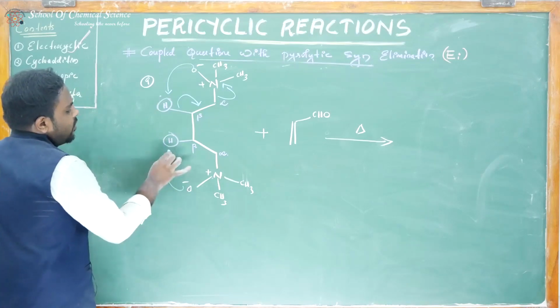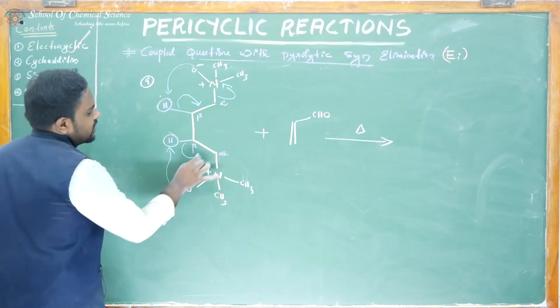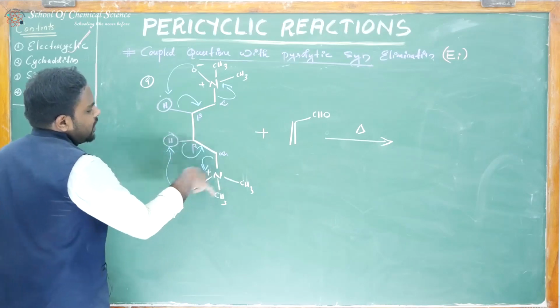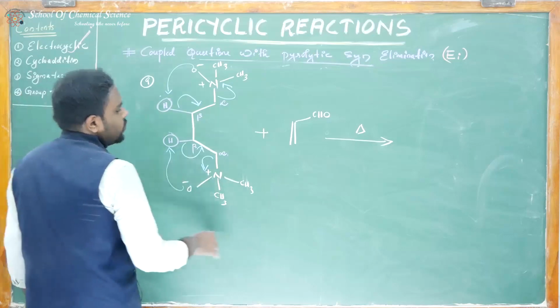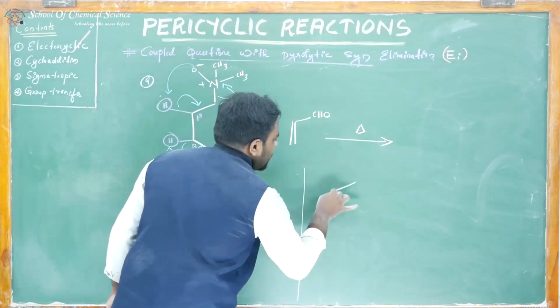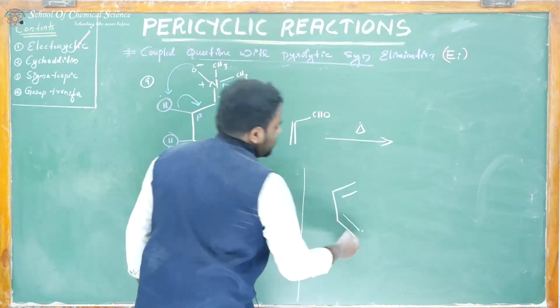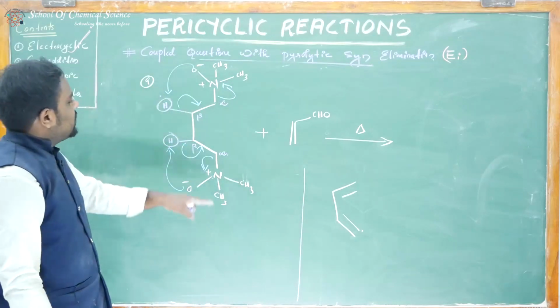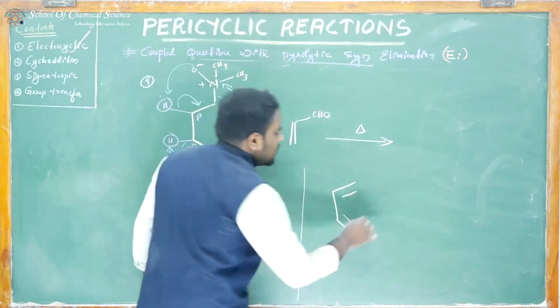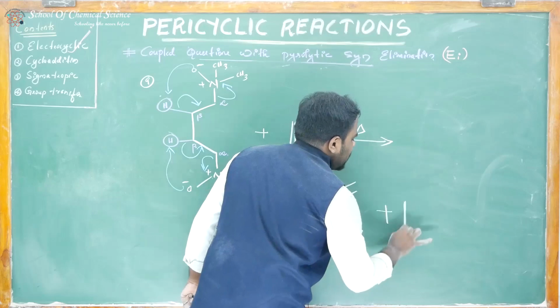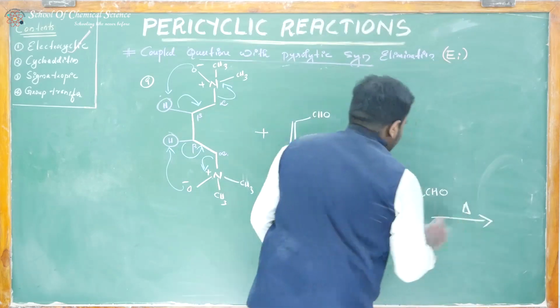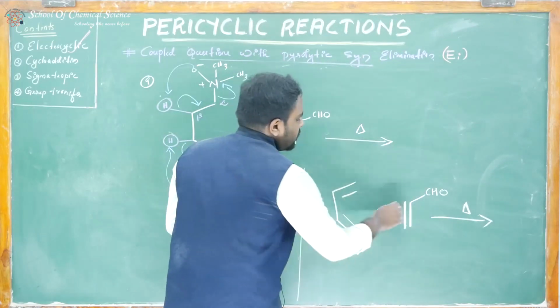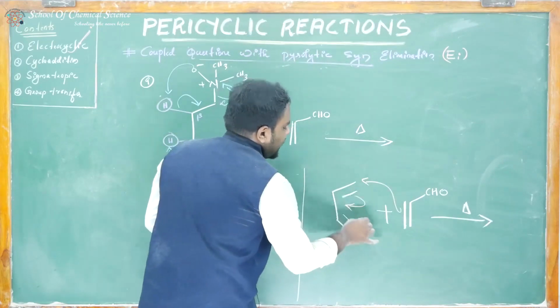In the next step, this O minus will interact with this hydrogen. Here a pi bond is formed. So N plus is eliminated. After the elimination of these two groups, you will get a diene like this. Clear? A diene like this is formed. Then this will react with your dienophile CHO under thermal condition, simply a 4+2 cycloaddition reaction.